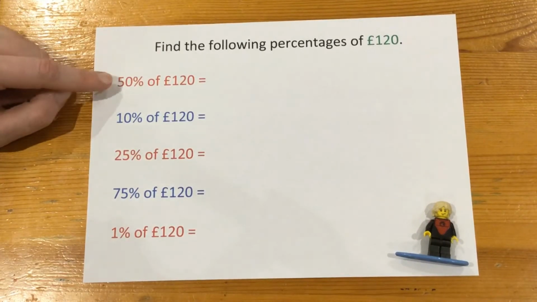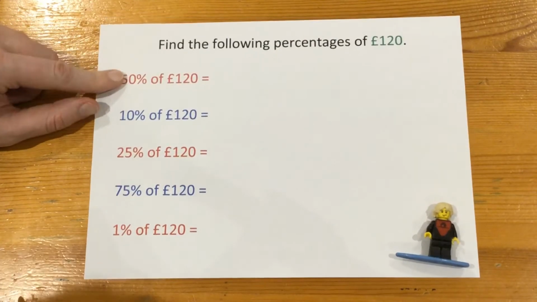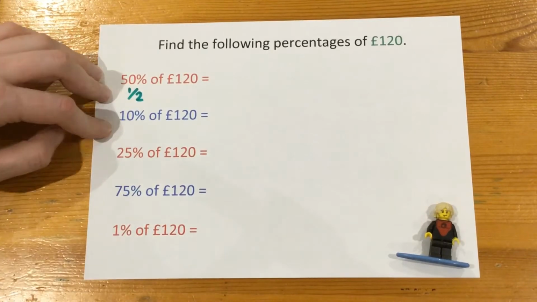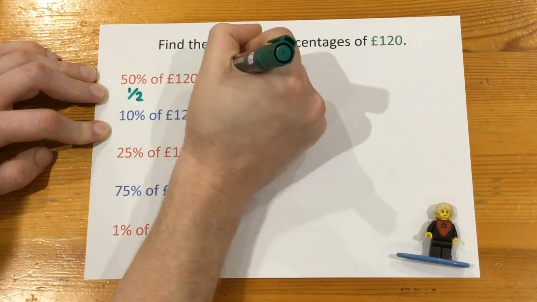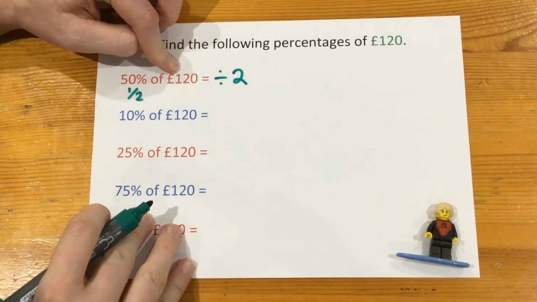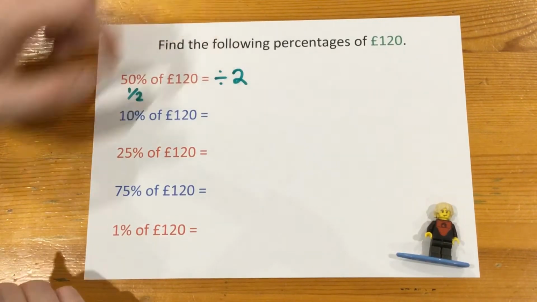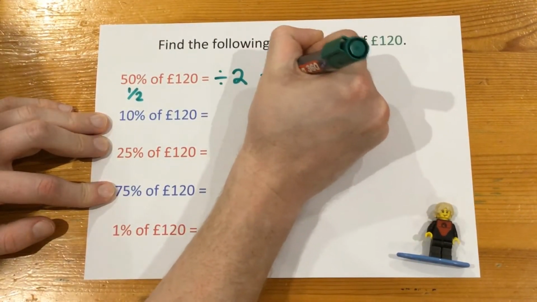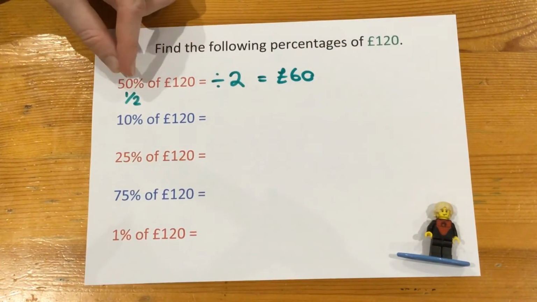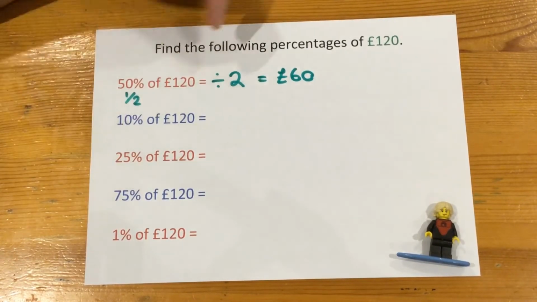The first thing you could do is look at your percentage and say, do I know what that is in its fraction form? I know what 50% is. 50% is the same as 1/2. And to find half of something, all I need to do is divide by 2. So to find 50% of £120, it's actually easier for me just to divide it by 2. £120 divided by 2 is £60. So 50% of £120 is the same as saying half of £120. 120 divided by 2 is £60.